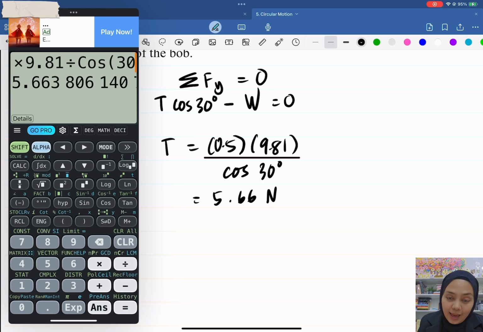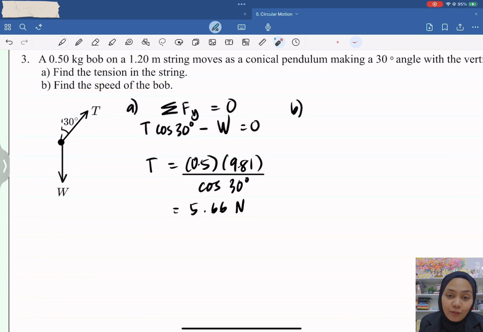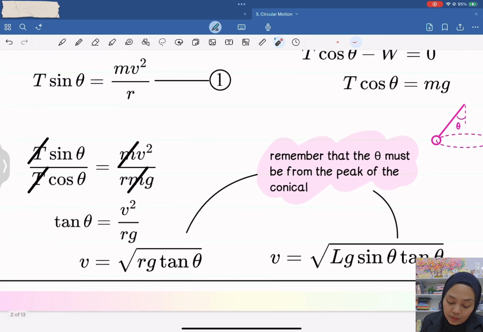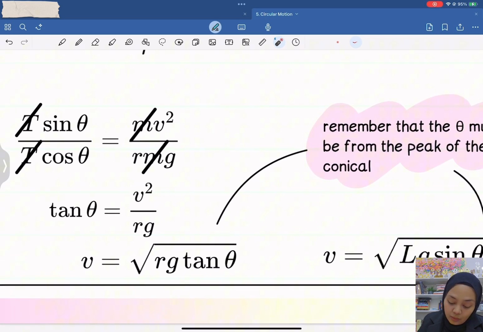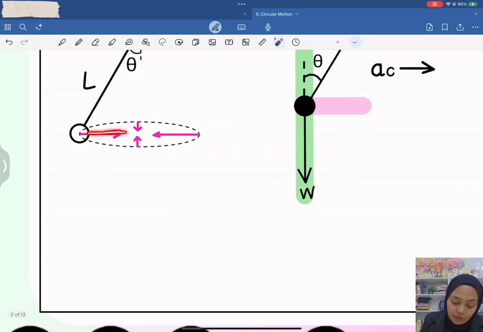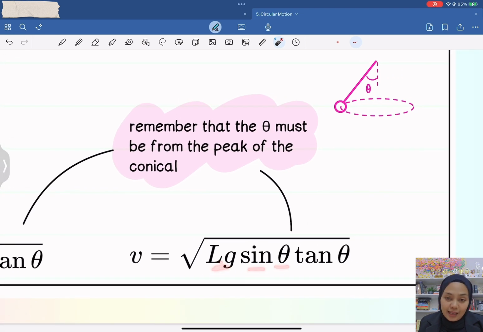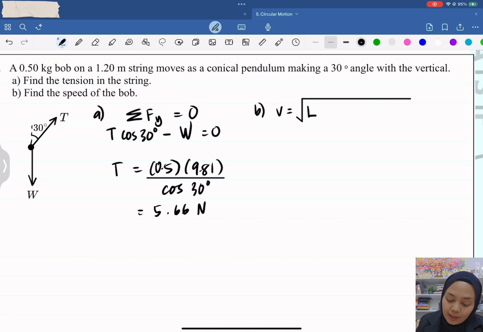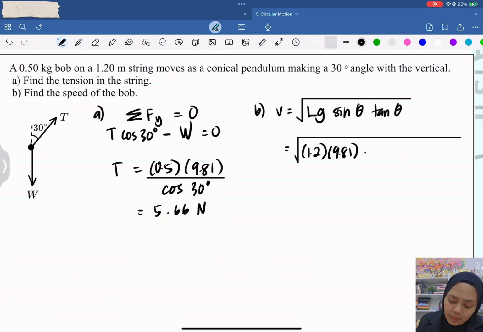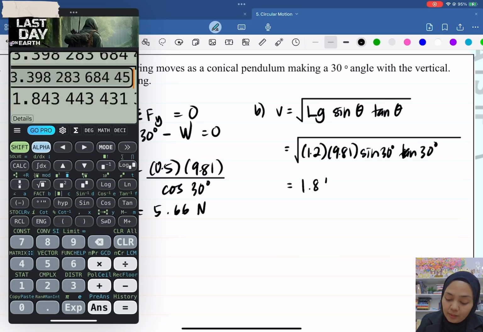So that is for question A, and now we want to do question B, where we have to find the speed of the pendulum. For the case of pendulum bob, you can either use the equation for the velocity where v equals the square root of r g tan theta, or if they don't give you the r of the circular motion, you can also use L g sin theta tan theta, and this is what I'm going to use. The L is 1.2, g is 9.81, sin 30 degrees, and tan 30 degrees. So the velocity is 1.84 meter per second.